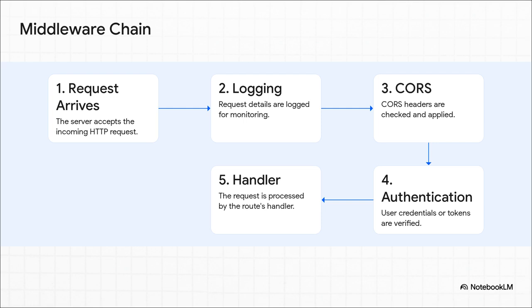So here's the crucial part. This all happens in a very specific, predictable order. A request comes in, first it hits the logging station, then the CORS station, then the auth station, and only after it passes through all of those does it finally reach the handler it was meant for. This creates a really powerful pipeline that's super easy to reason about.